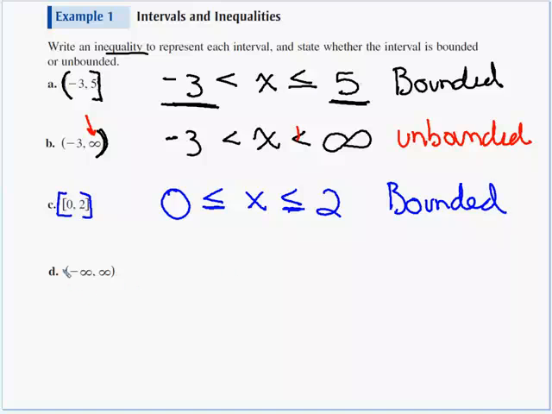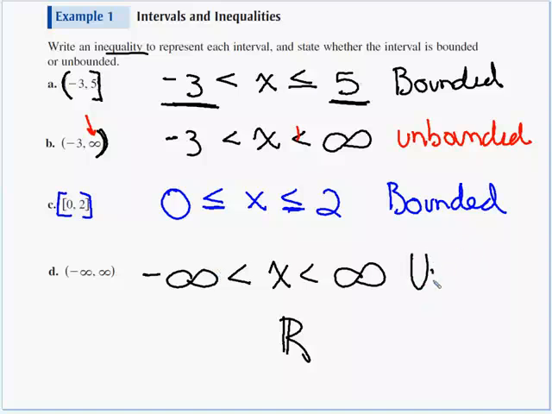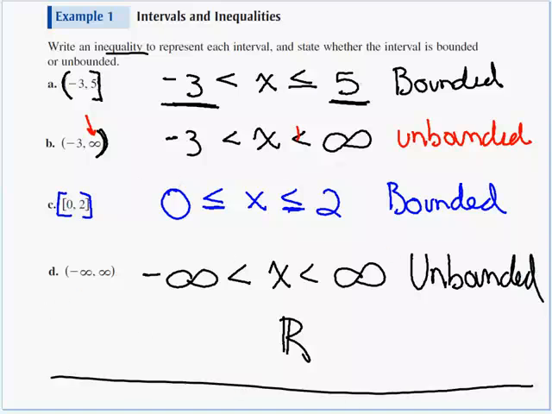Last one. Negative infinity to positive infinity. So we have our negative infinity on the left, less than x, which is less than infinity. So this is just all real numbers. Every number falls between negative and positive infinity. And, of course, this would be unbounded. There we go. The first few homework problems are very similar to that.